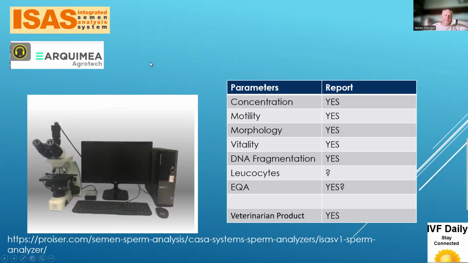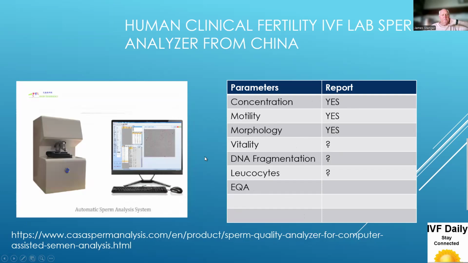And there's a few more I found on the internet which I have no experience with. This is from prosia.com: Aquamarius, Aquacet, and AS Systems. And according to their documentation, they will do concentration, motility, morphology, vitality, and DNA fragmentation. And I have no idea whether they're part of the EQA program or not.